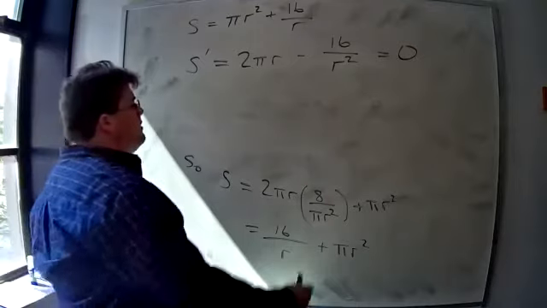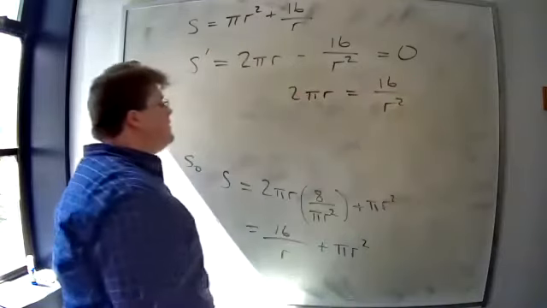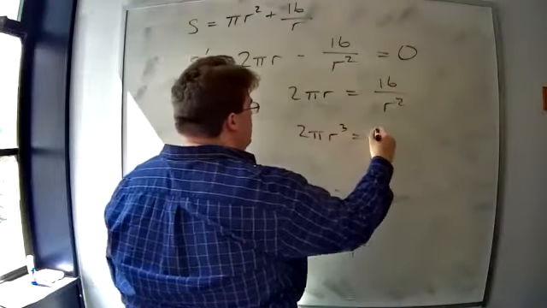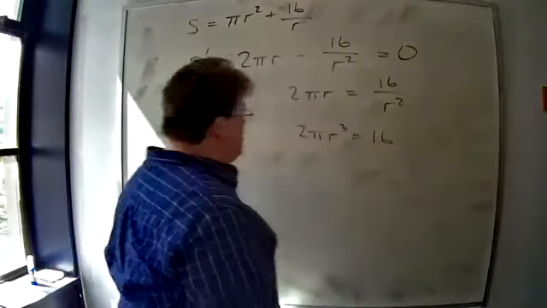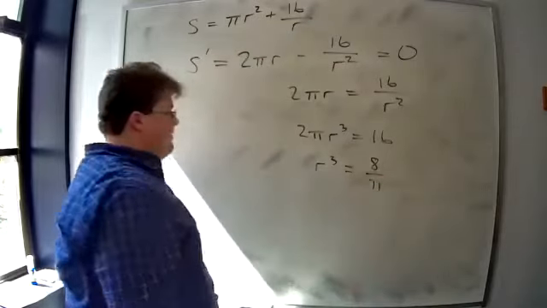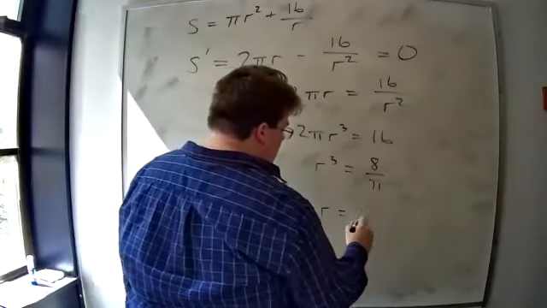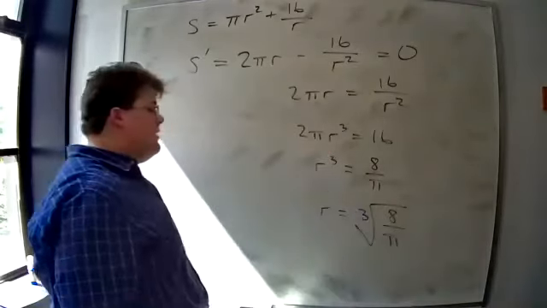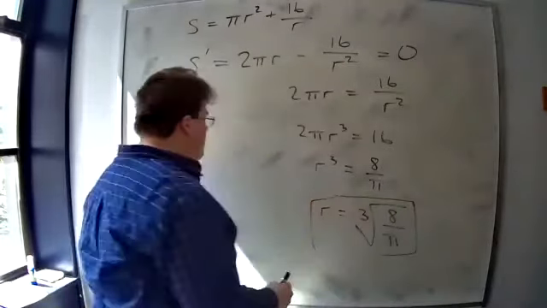So let's just set it equal to 0. When 2 pi r is 16 over r squared, multiplied by r squared, 2 pi r cubed equals 16. Solve this for r. What do you get? Well, you get r cubed, divide by 2 pi, 16 over 2 is 8. Pi is still there. So r equals the cube root of 8 over pi. Right now, you could simplify that to 2 over cube root of pi.